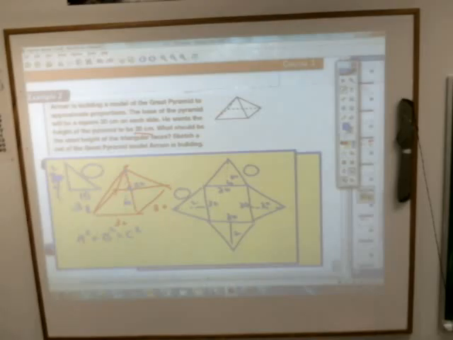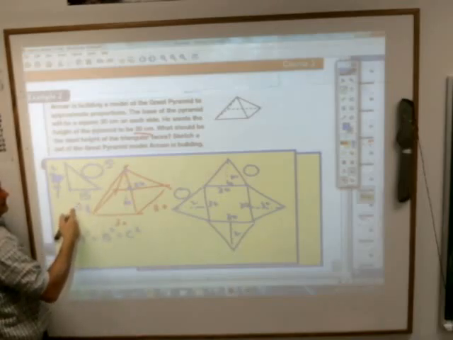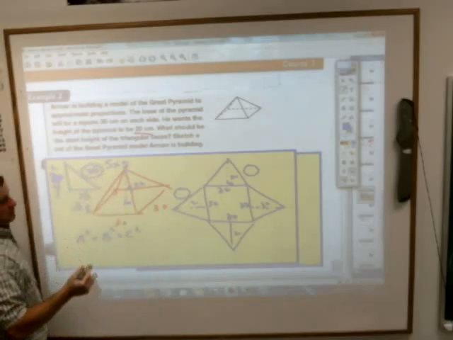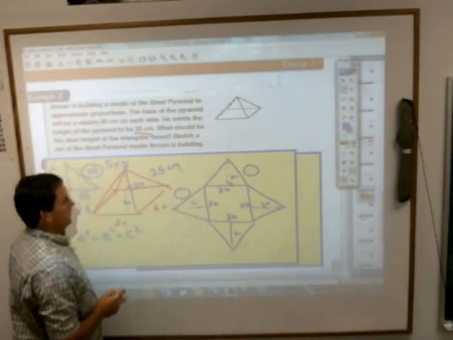It is a 3, 4, and then the hypotenuse is 5, but it's not really 5, because you divided it by 5, you have to multiply by 5. So the slant height would be 25. I apologize.